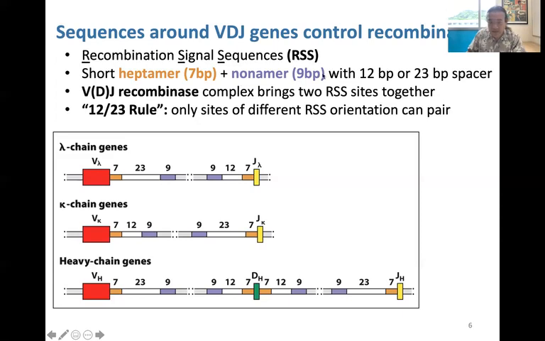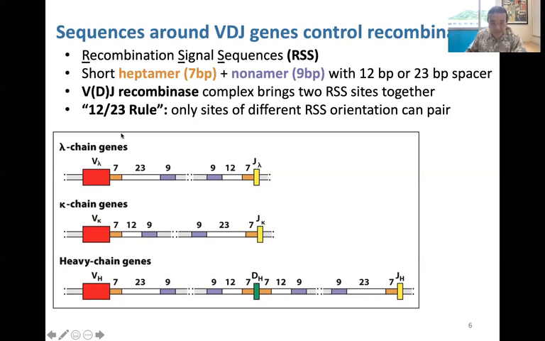Another similarly conserved sequence is made up of 9 base pairs, so we call that a nonomer, meaning 9. These highly conserved sequences of 7 and 9 appear close to each other, spaced apart by either 12 base pairs of random DNA that doesn't matter what the sequence is and it varies from spot to spot, or 23 base pairs of DNA that are, again, highly variable and it doesn't matter.